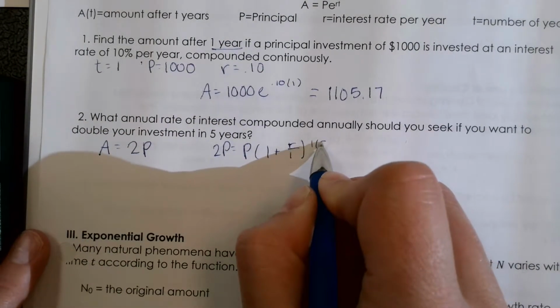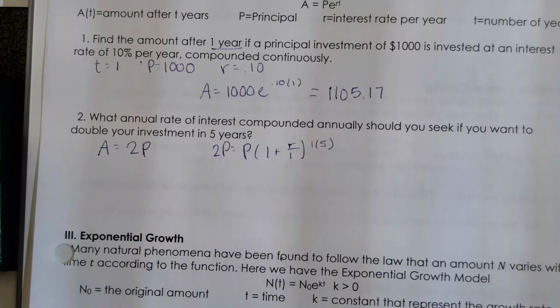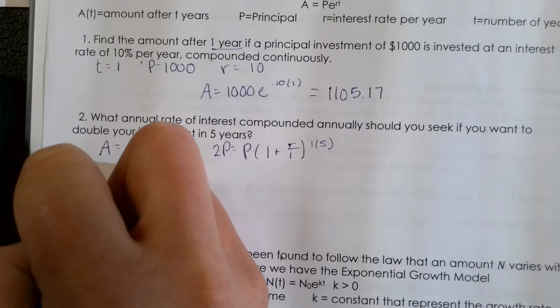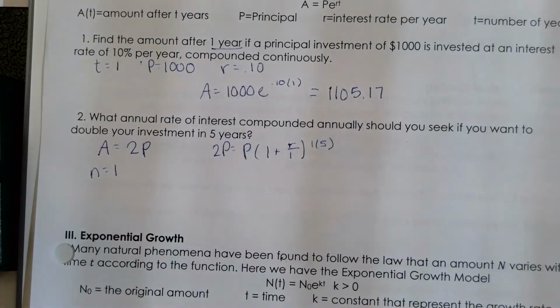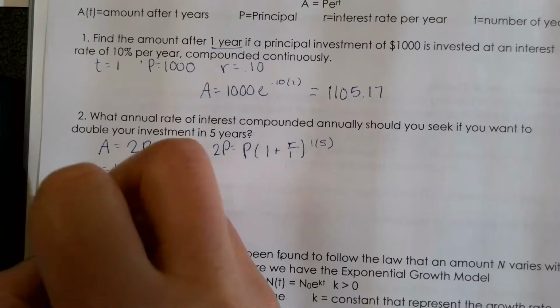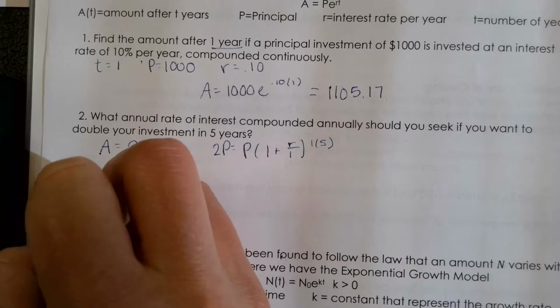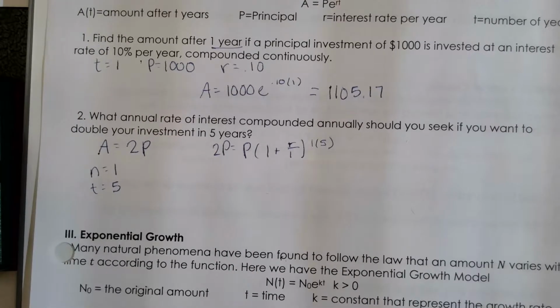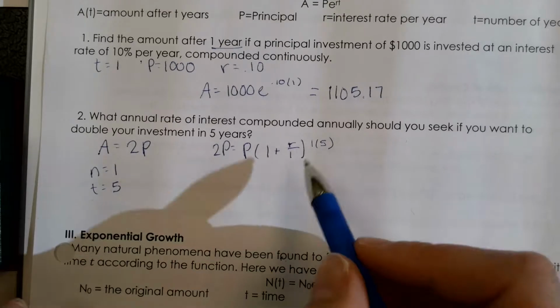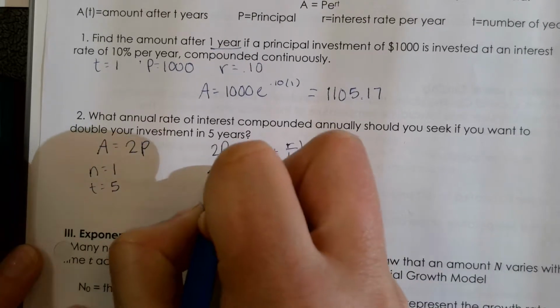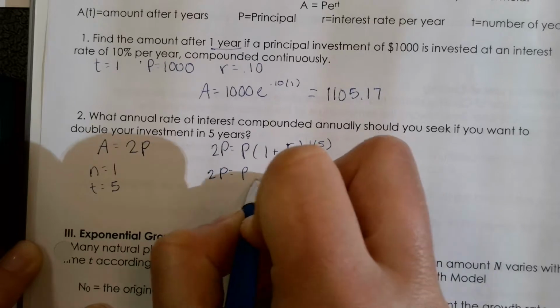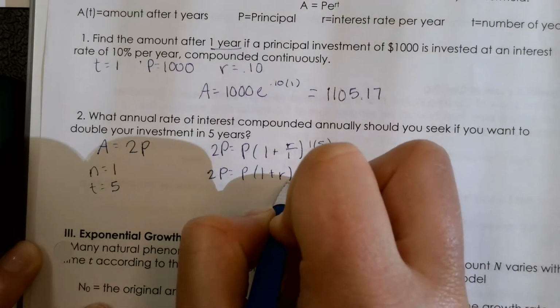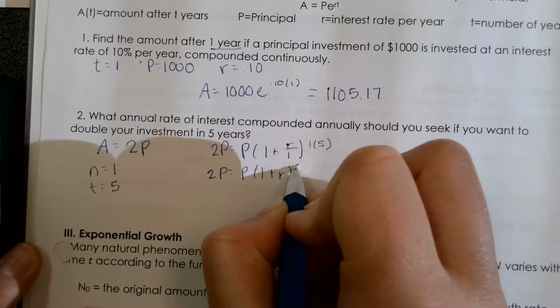Is that okay? And right off to the side, N is 1 because it was compounded annually. And then T is 5. We'll go ahead and label all that. Alright, so from there, we can clean it up just a little bit. So we know that R divided by 1 is just what? R, so we'll have 1 plus R inside the parentheses. And then 5 times 1 is just going to give you 5 as your exponent there.